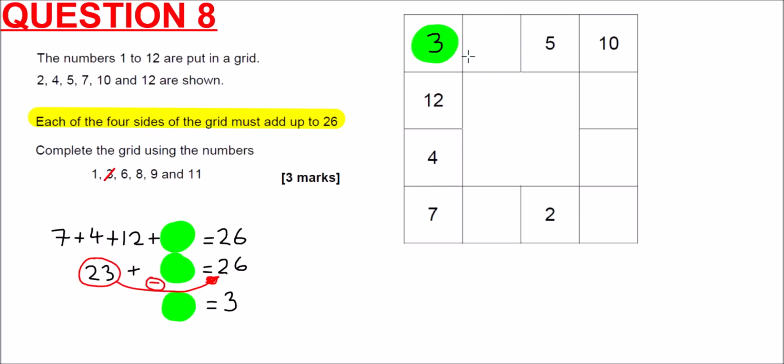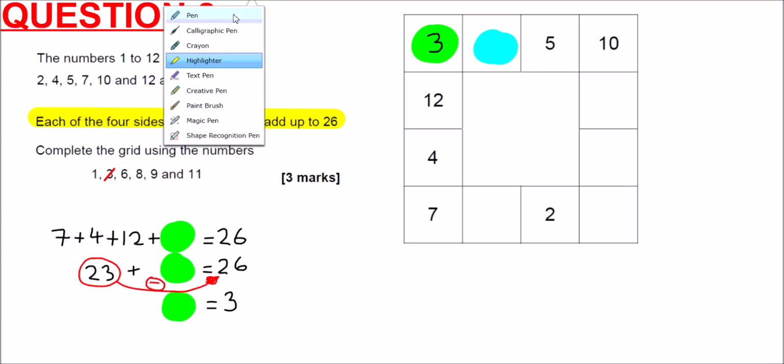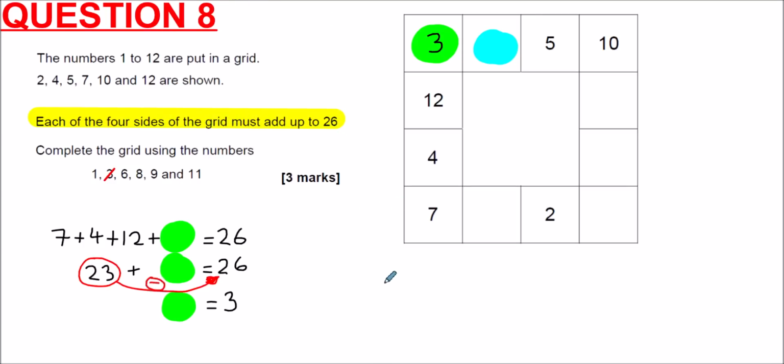Now we can work out the top row, because if I look at the top, 3 plus this one plus 5 plus 10 must add up to 26 as well. In fact, I'm just going to use a different colour than that one. I'll use a light blue colour. So just looking at the top row, all of these need to add up to 26.